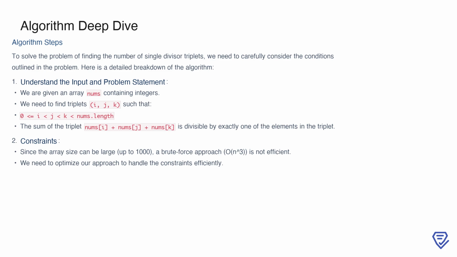To solve the problem of finding the number of single divisor triplets, we first need to fully understand the input and the problem requirements. We are given an array nums that contains integers, and our goal is to identify all triplets i, j, k, such that the indices satisfy 0 <= i < j < k < nums.length. Additionally, the sum of the triplet, which is nums[i] + nums[j] + nums[k], must be divisible by exactly one of the elements in the triplet. This condition is critical to solving the problem correctly.